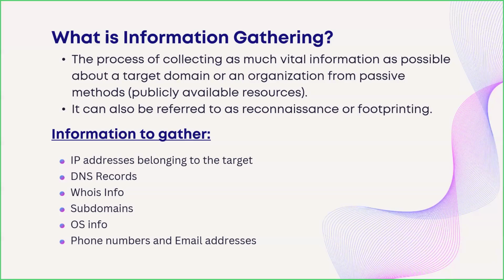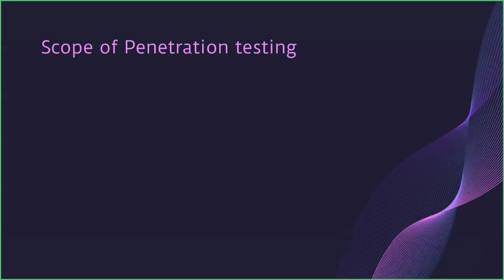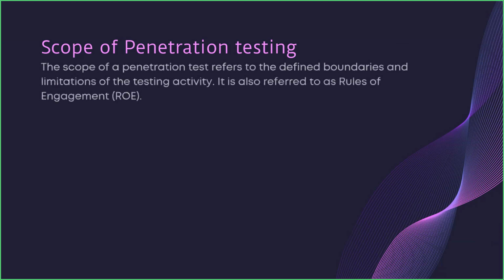Before we get into that practical part, there are some important conditions to know for information gathering. First things first, we need to know what an ROE document is. When you perform information gathering, the company might set certain boundaries and limitations. Those limitations and boundaries are clearly mentioned in a document called the ROE document, which defines the scope of the pen test. The scope of a penetration test refers to the defined boundaries and limitations of the testing activity. The scope is also referred to as a rules of engagement document, ROE document.